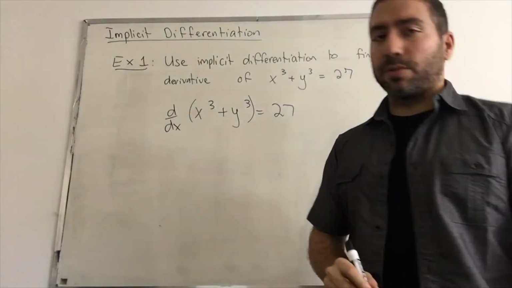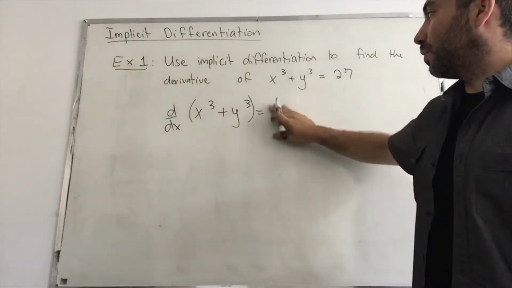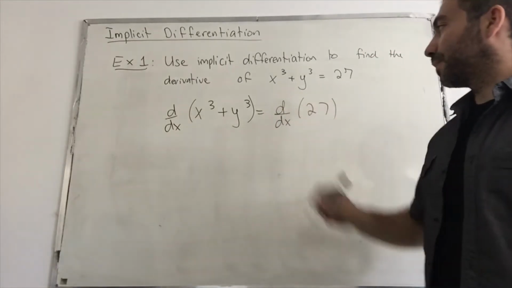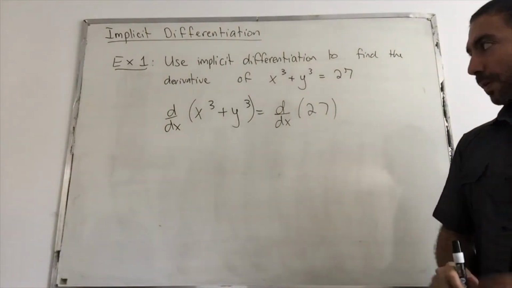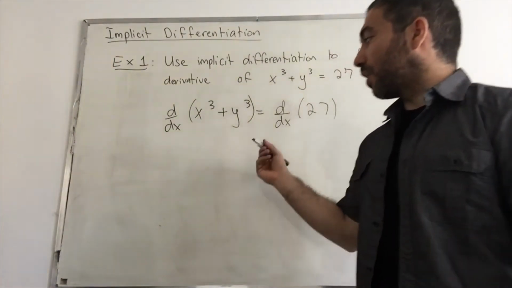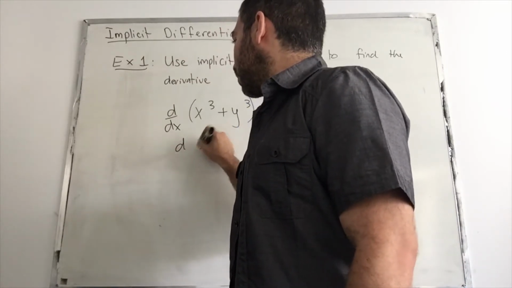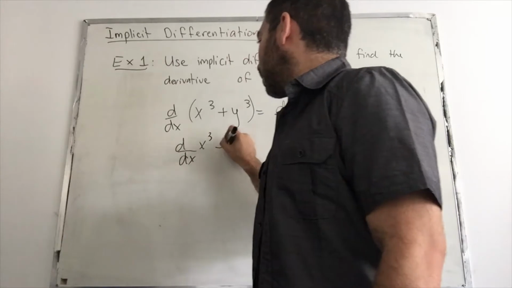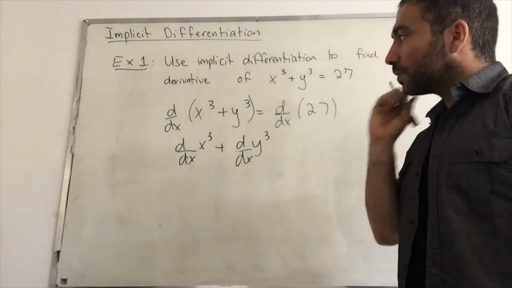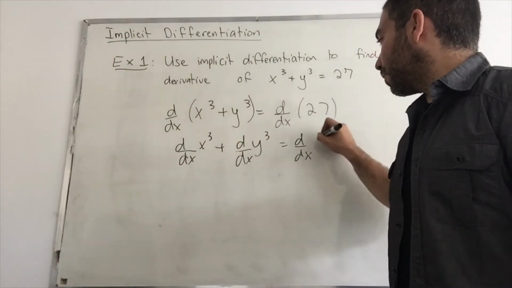So let me use the Leibniz notation to take the derivative of this thing with respect to x, and it's equal to 27, but I'm going to take the derivative of it. So d dx of 27. Okay. Since it's separated by a plus, we could take the derivative of each term individually. So let's go ahead and do that. So we're going to take the derivative of x cubed with respect to x, plus we're going to take the derivative of y cubed with respect to x. And that's equal to the derivative of 27 with respect to x.